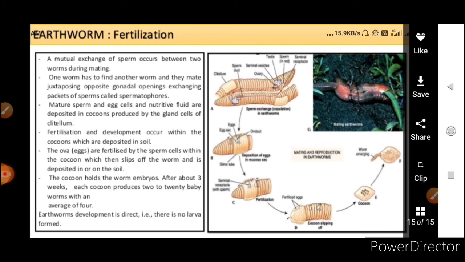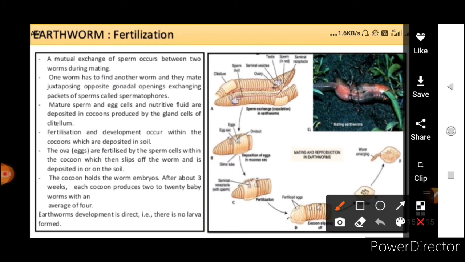So the worm, when it comes out, is not having any larval stage. They are having the adult form. So there is no indirect development, there is no metamorphosis.